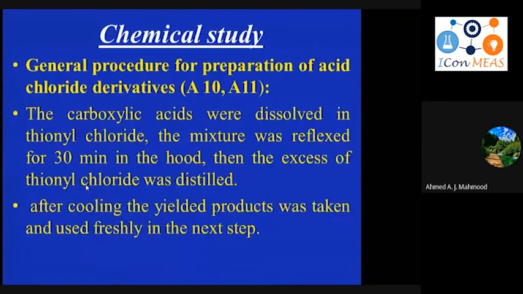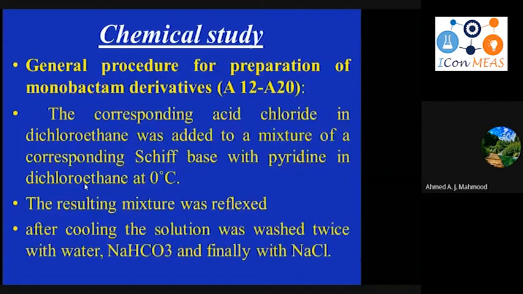Now the general procedure for preparation of the acid chloride derivatives, A10 and A11. The carboxylic acids were dissolved in thionyl chloride. The mixture was refluxed for 30 minutes in the hood. Then the excess thionyl chloride was distilled. After cooling, the yielded products were taken and used freshly in the next step.